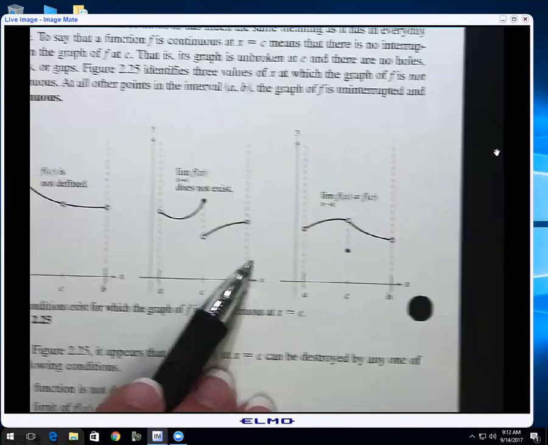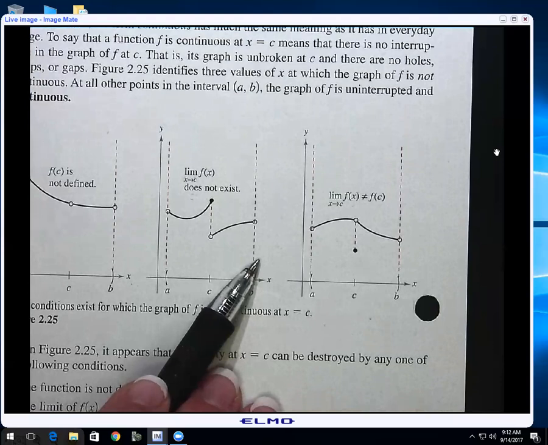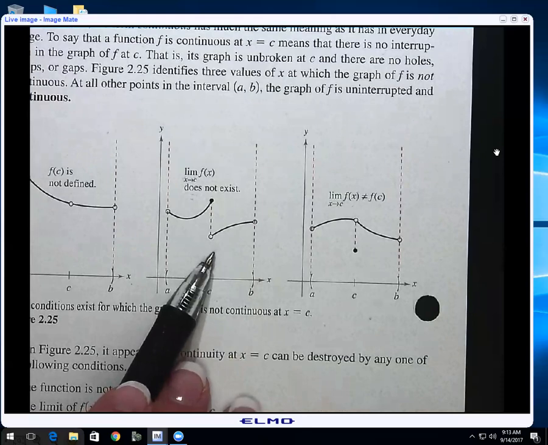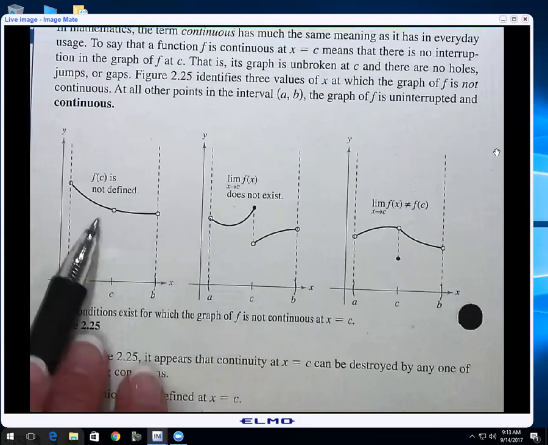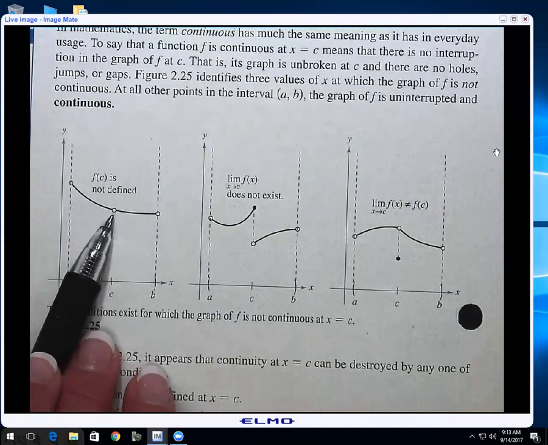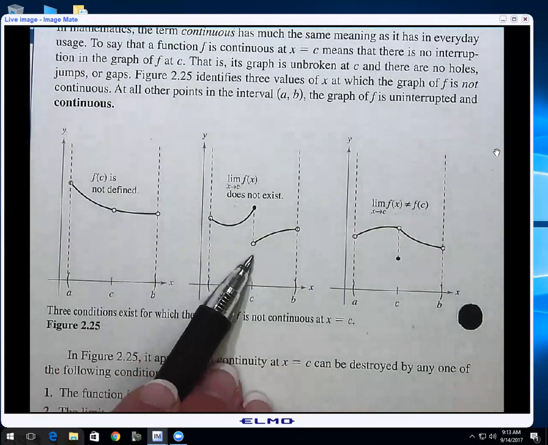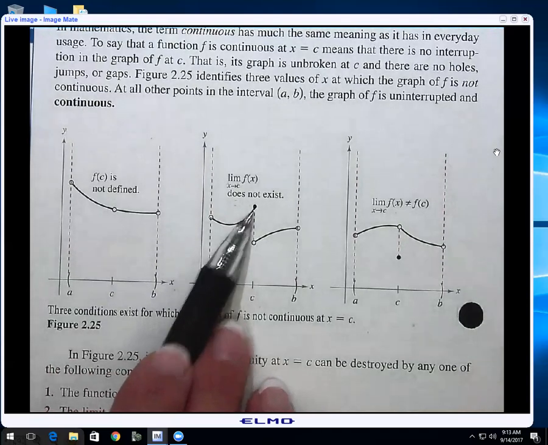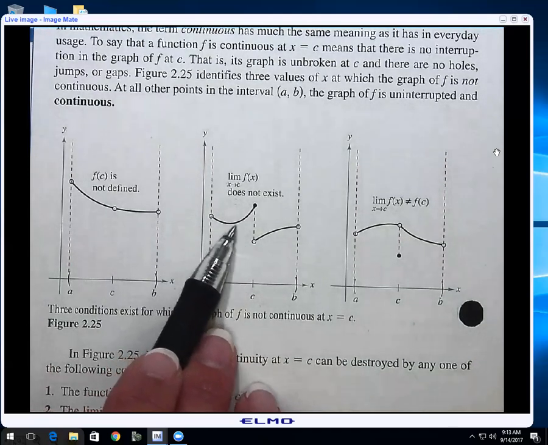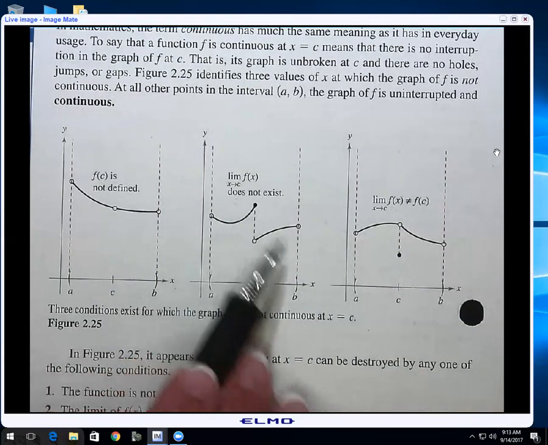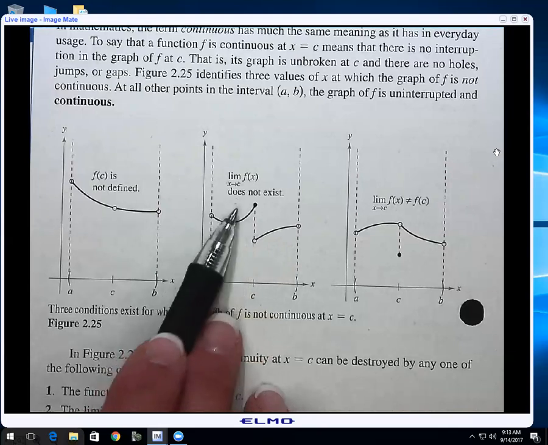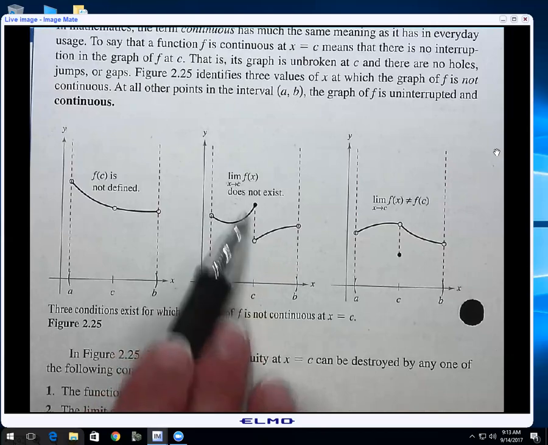Here's another illustration of a function that's continuous from A to B, except for at some point C, and is discontinuous for a different reason than this one was. This was discontinuous because the function wasn't defined at C. This function is defined at C. There's the closed dot right there. But the function is not continuous at C because the limit as x approaches C from the left is not the same as the limit as x approaches C from the right. You would have to pick up your pencil there because of that gap.